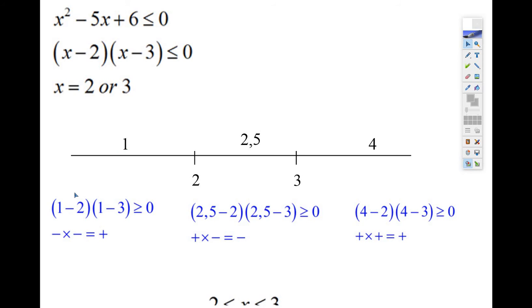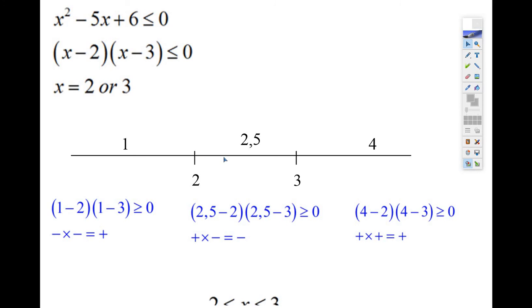Now let's test it on the left of 2. Let's pick the number 1 and put it in and see what happens. 1 minus 2 times 1 minus 3. Well, 1 minus 2 is negative, and 1 minus 3 is negative, and a negative times a negative is a positive. That's not a solution because we need solutions that are less than or equal to 0.